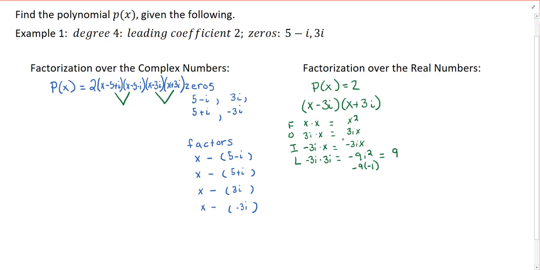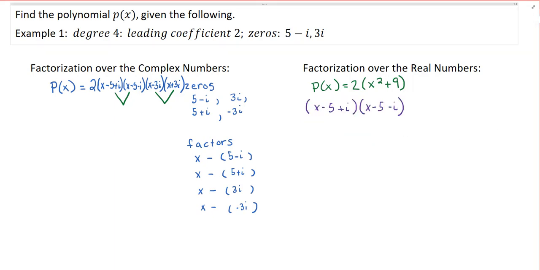And then notice that the 3ix and the -3ix are opposite, so they're going to add out to 0. So all of this together just goes to x squared plus 9 if you combine them. So that's one of your irreducible quadratics. So then you need to repeat that process, but you're going to do it for the second pair.